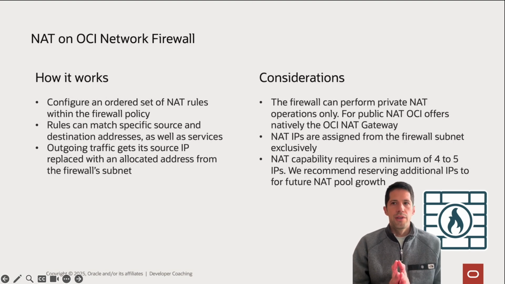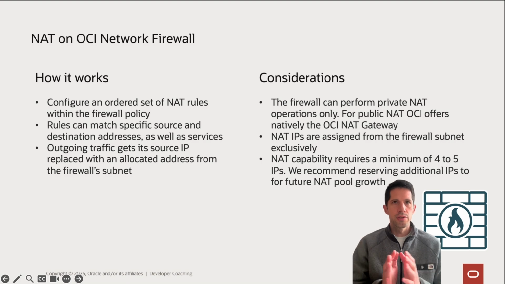So how does it work? First, within the firewall policy, a set of NAT rules must be configured. These rules can match specific source and destination addresses as well as services. Then, the outgoing traffic gets its source IP replaced with an allocated address from the firewall subnet.